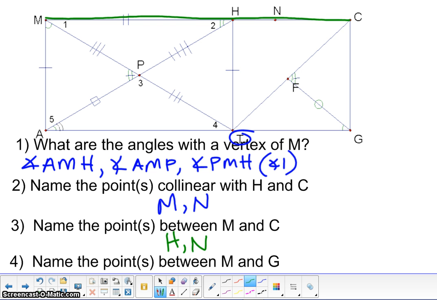And naming the points of M and G, the two of them are non-collinear. Even if you did make one that is a line joining them, there are no points between them. So in this case, it is not possible.